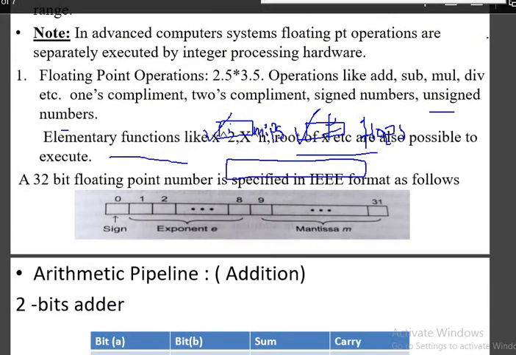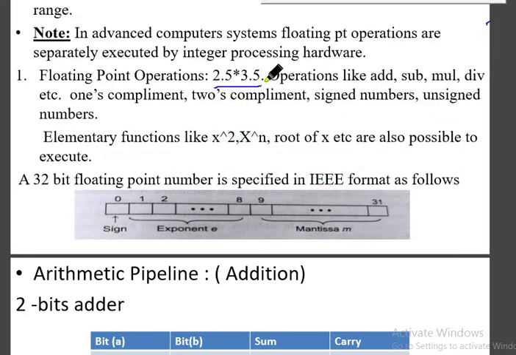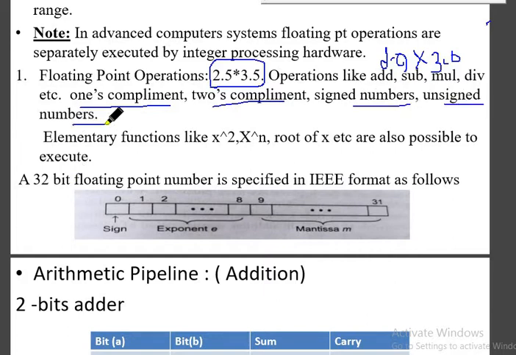Coming to the next, what are simple examples of floating point operations? I took one example, 2.5 into 3.5. Even if I write 2.0 into 3.0, if I mention something after the decimal point, it becomes floating point. And what are the different number systems the computer supports? One is regular integer, ones complement method, twos complement method, signed numbers, unsigned numbers. These are all supported by computer architecture to perform arithmetic operations.